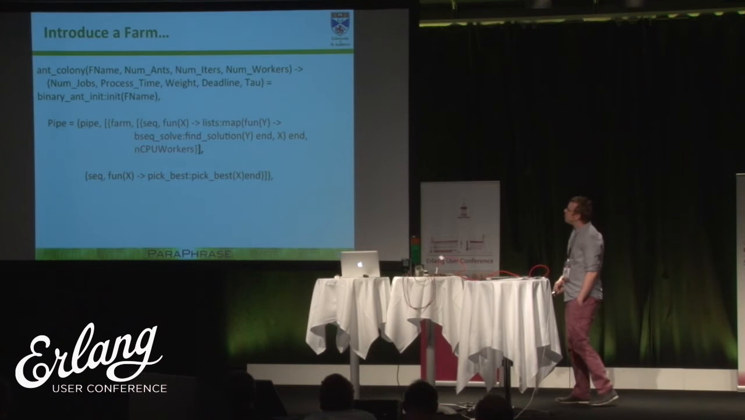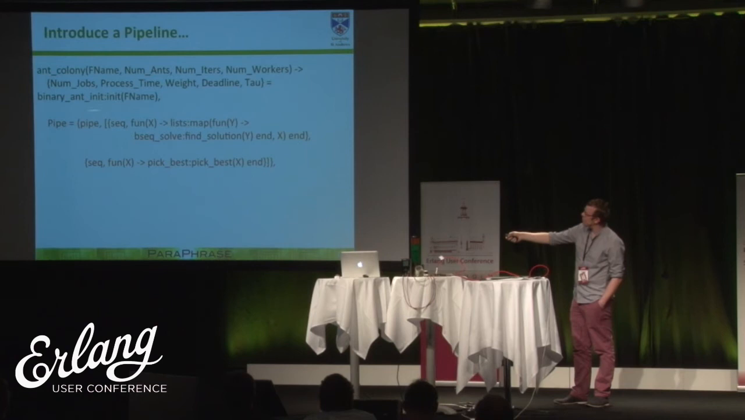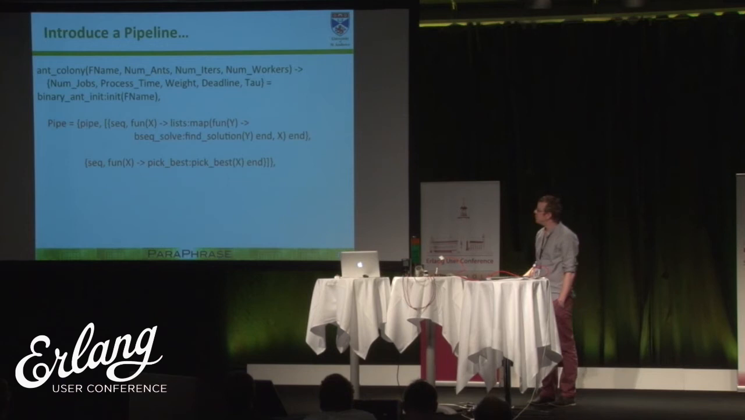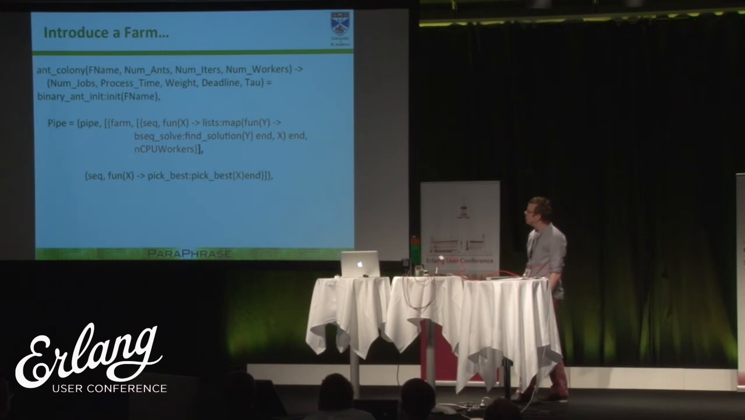The next thing I want to do is farm these, because I want to get some more parallelism from this. So all I have to do is select this top-level seek, this bit here that I'm highlighting, and introduce a farm. I can do that using refactoring again. So then I get a farm here. The number of CPU workers it calculates for me, so I don't have to do that. The rest of the code remains unchanged.